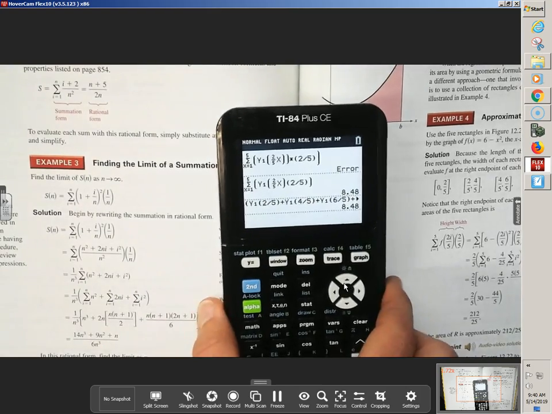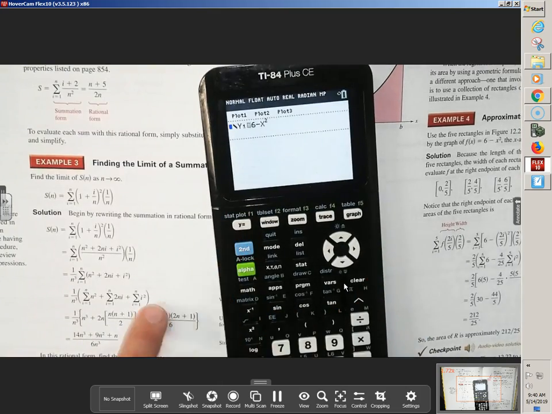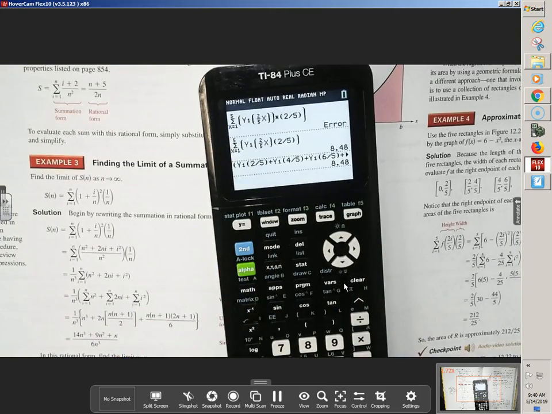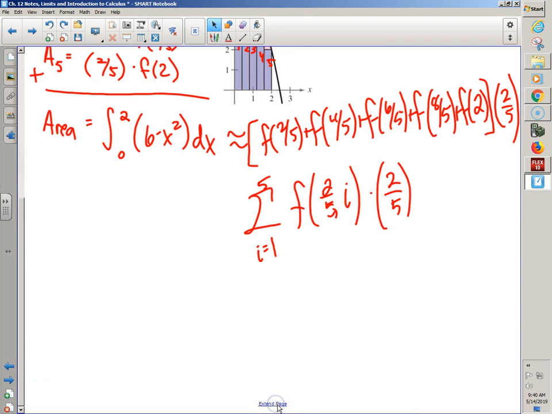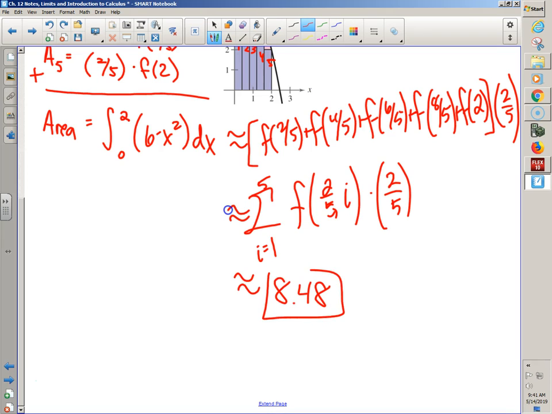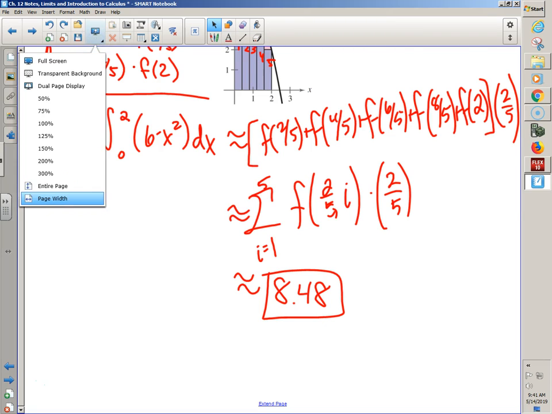Did you get it? 8.48. Y1 was your function, which was 6 minus x squared. And I got that from the problem because the problem said f of x. So f of is y1 of. So either way, we end up with our 8.48. There you go, Vika. Thank you, thank you. And our 8.48 is an approximation with 5 rectangles.